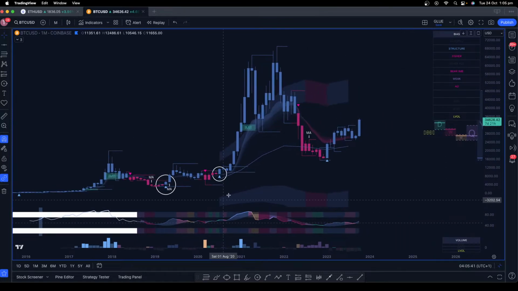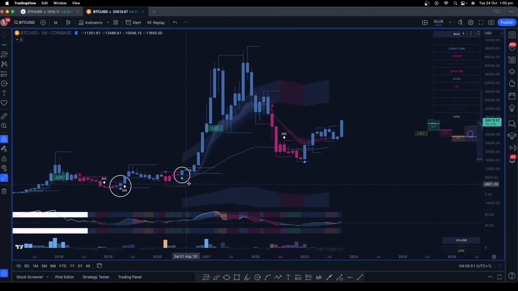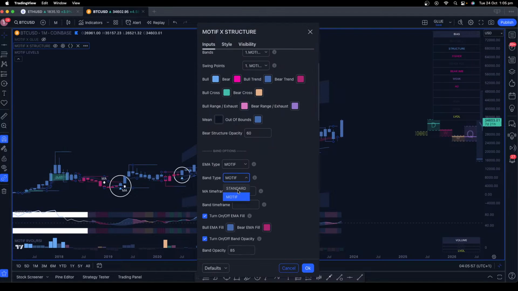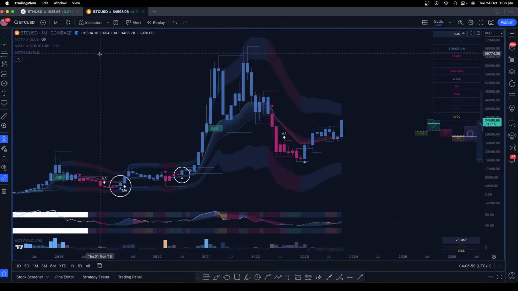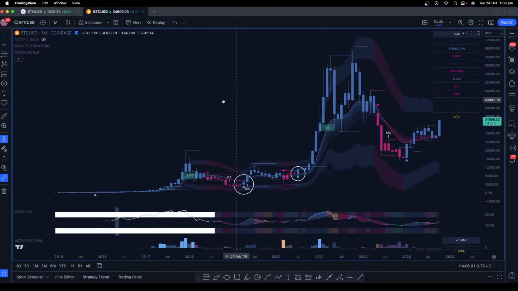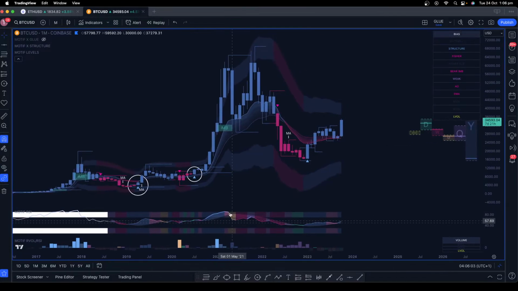So why would I, for example, be getting long here? I want to be getting long down here, okay? Or in a situation like this, when we get that moving average pointing upwards on the monthly chart, let's go back, turn this on to standard bands. I want to buy here. Why do I want to buy there?